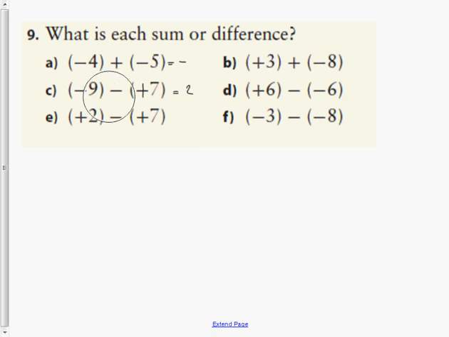Now if I want to rethink that in terms of context, it's -9 in the room. You take away 7 degrees of cold air. It becomes warmer by 7 degrees. Your answer is -2.